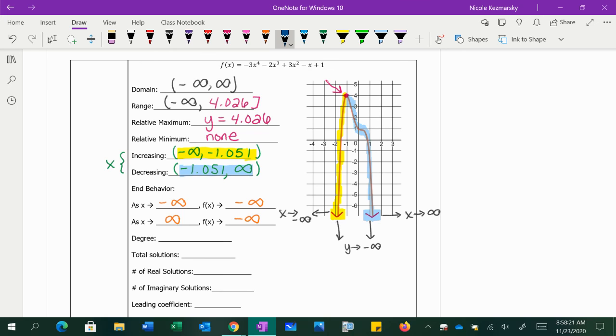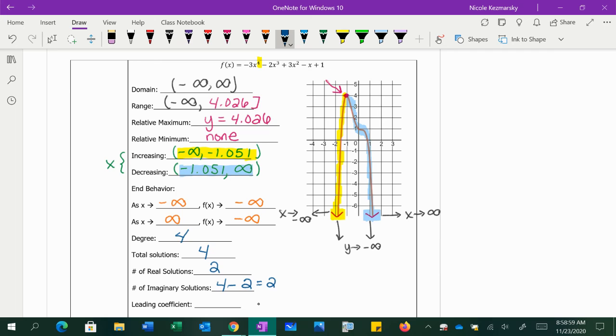So then we look at our degree. So we go up to the top and we look at all those exponents, those little tiny exponents to the upper right of the x's. And I see a 4, 3, 2, 1, and 0. So 4 is the biggest. So we're going to say 4 is the degree. Total solutions then is also 4. For real solutions, we count our x-intercepts, which in this case is 2. Imaginary is total minus real, which is going to be 2. So 4 minus 2.